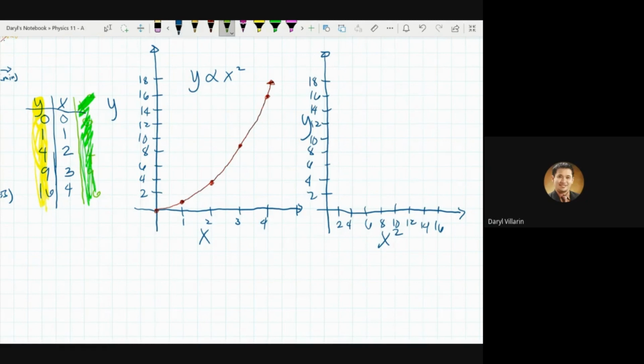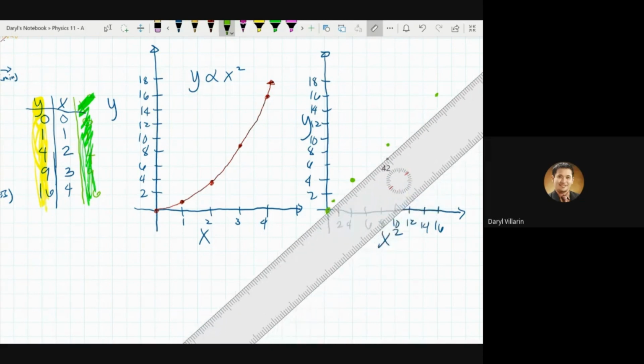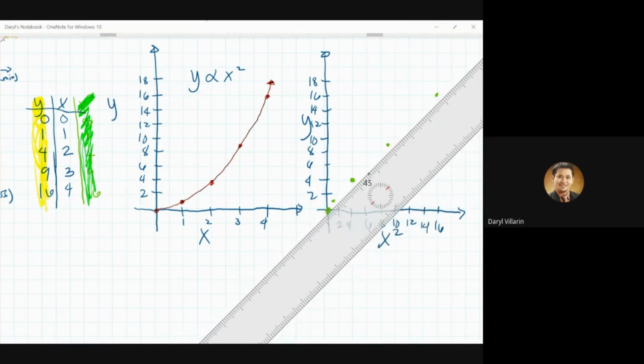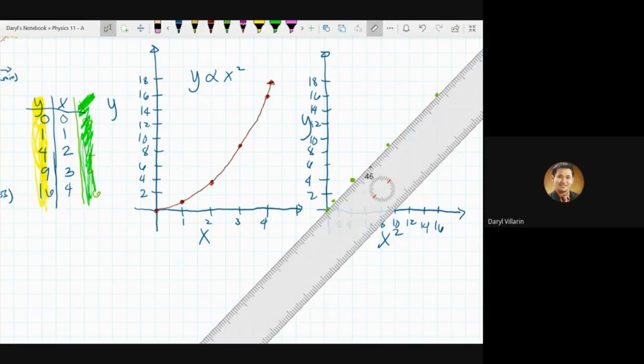So now if I plot that again, see what happens. 0, 0. And then for 1, it's 1. For 4, it's 4. And then for 9, it's 9. 9 is somewhere here. And then for 16, it's 16. So if you can see, generally that is just a straight line, although not perfectly, because I approximated the half portion. But you can see this becomes a straight line.